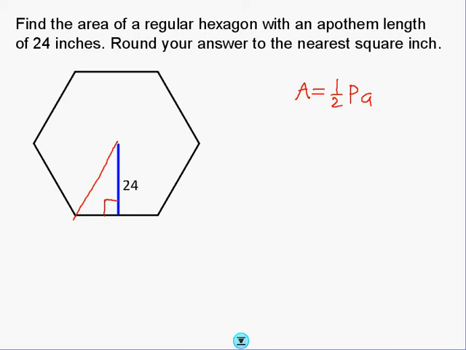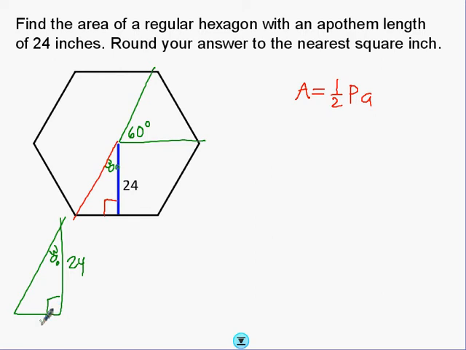Okay, and now we've got to find the center angle. Well, let's see. This is a hexagon. I could carve it up into 1, 2, 3, 4, 5, 6 triangles. 360 degrees divided by 6 means this is a 60-degree angle. And since the apothem splits it in half, I have a 30-degree angle here. Okay, I'm going to take this triangle right here and redraw it. Hopefully you're already figuring out where this is headed. I have a 30, 60, 90 triangle.